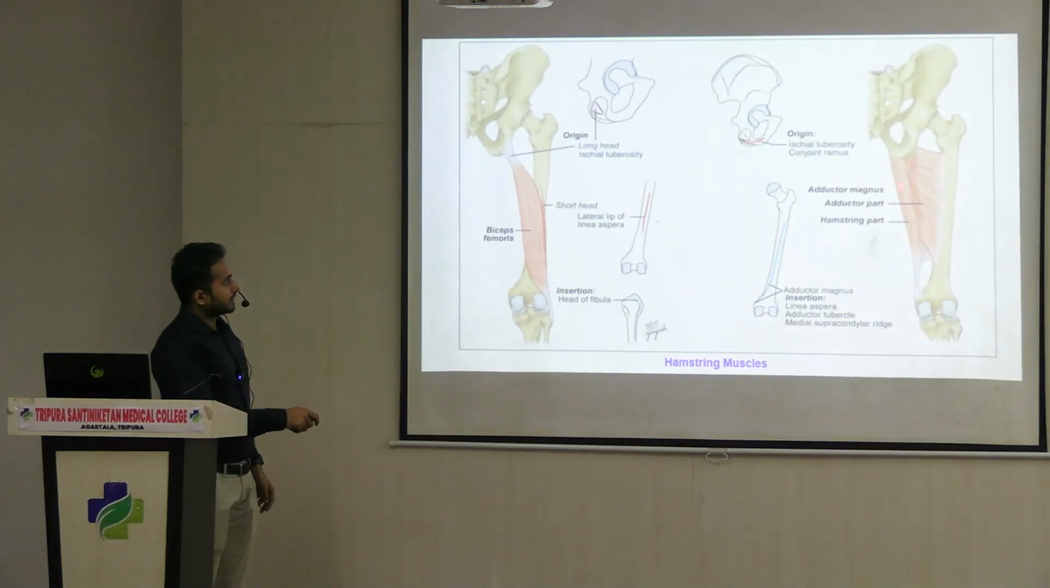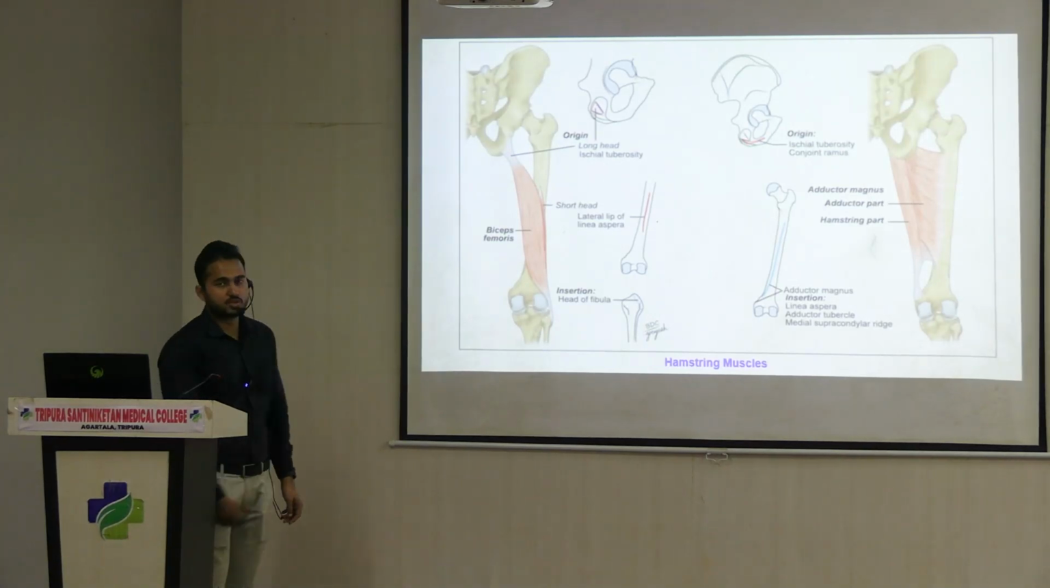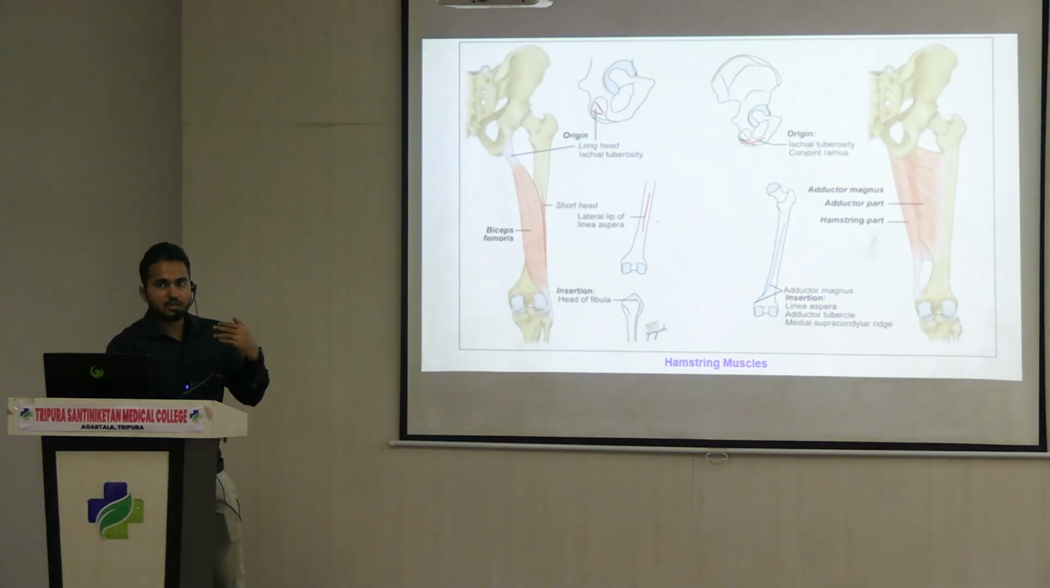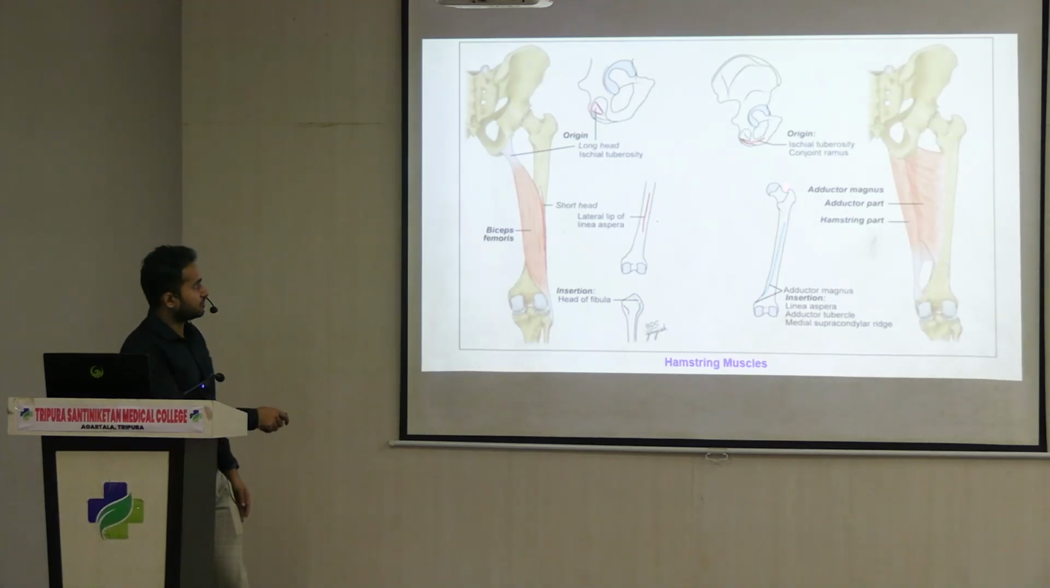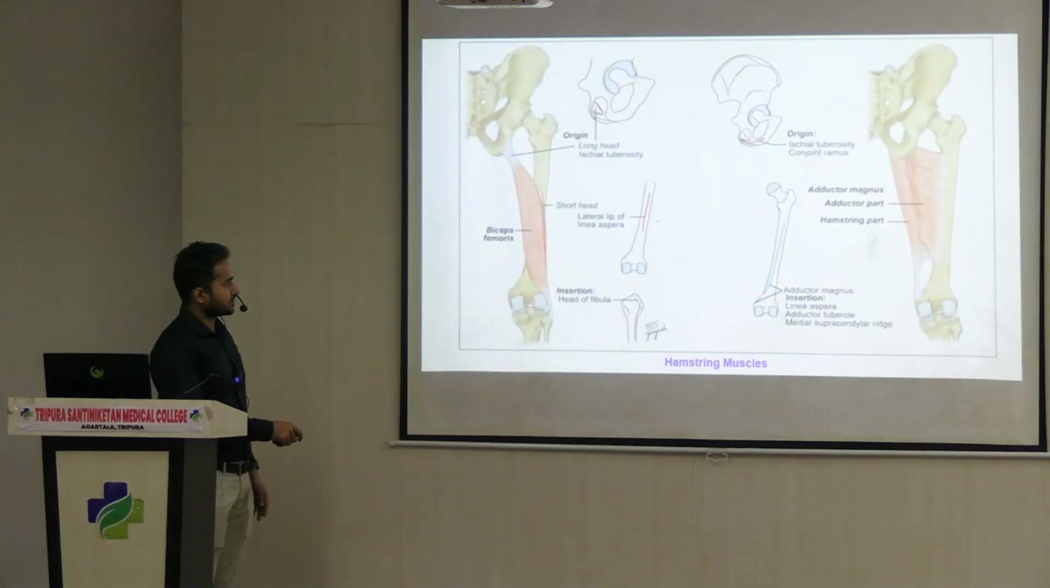So the adductor magnus which is there, this is the adductor part, and it is taking origin from the ischial tuberosity, the outer area, and along with that the conjoint ramus, the ischiopubic ramus. If you see the insertion, it is taking place in the linea aspera and adductor tubercle, and it is extending up to the medial supracondylar ridge. These are the areas.